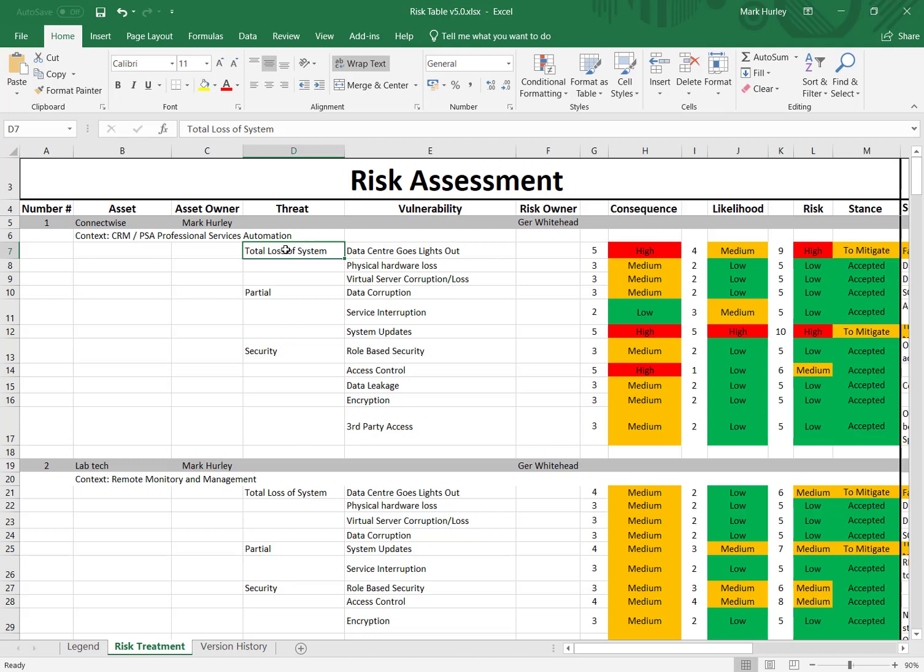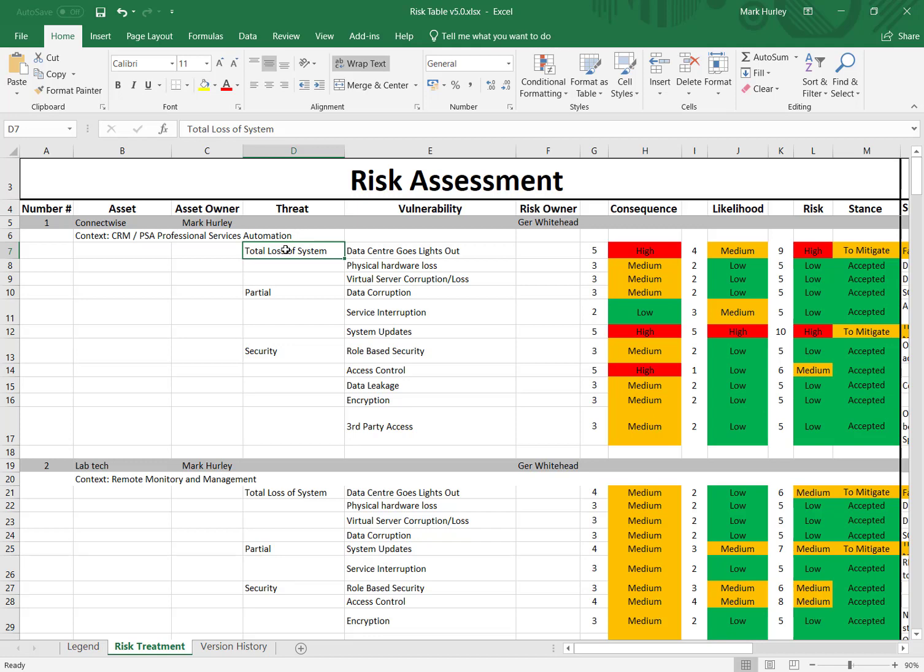Very unlikely, but we have it in 2 locations, so we do have failover there. We could lose a server. It's never happened to us, but it has happened to clients of ours, so it does happen. Or we could end up with a virtual server issue. So you can start to see that just one asset like that has loads of different potential vulnerabilities here.